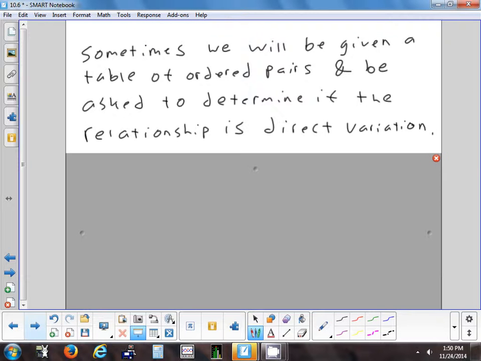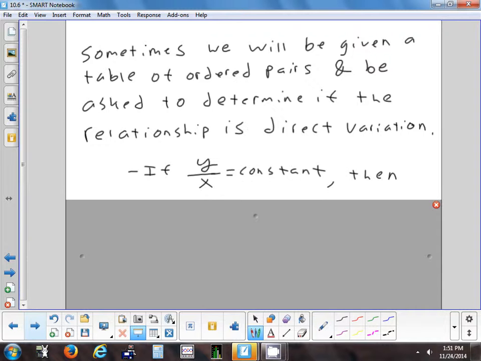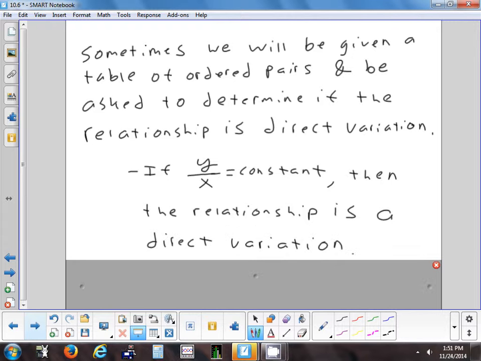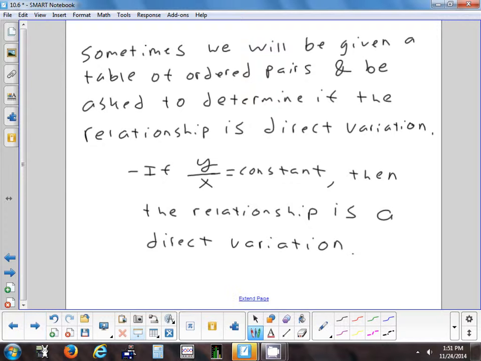All right, so sometimes, instead of asking you to do exactly what we did before, they're going to give you some ordered pairs, some coordinates, and they're going to say, simple yes or no: does this represent direct variation? I'm going to give you a trick on how you figure out if something is direct variation. If you take y and divide by x, and it comes out the same every single time, that's direct variation. On that next part, in the box, you're going to write y over x equals constant.